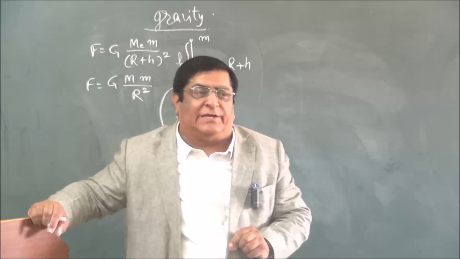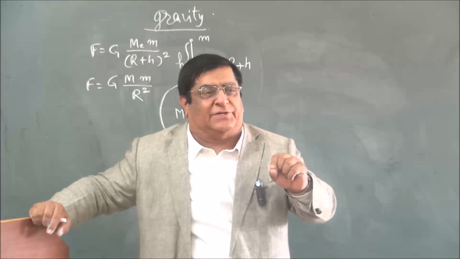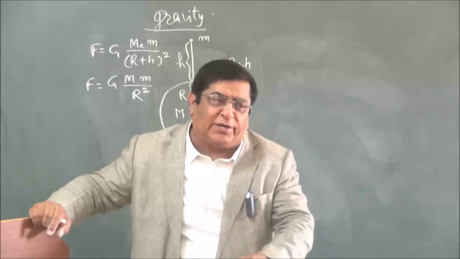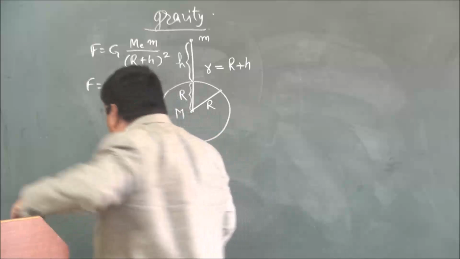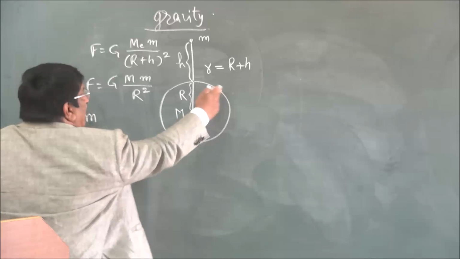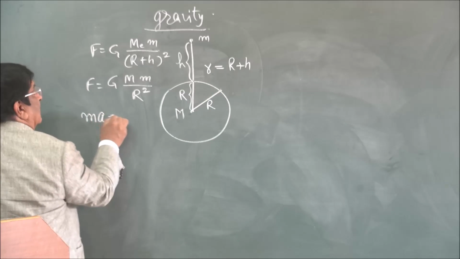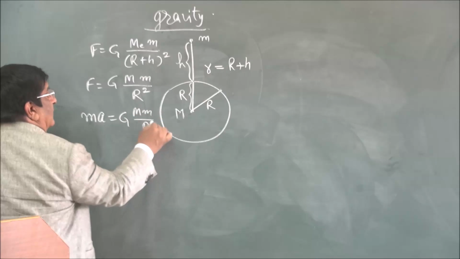How can I calculate the force? With the help of Newton's law, mass into acceleration. So what is the force acting on this body? It's mass multiplied by acceleration. So I write it here, mass into acceleration. Its mass is small m, and into acceleration, this is equal to G m upon r square.